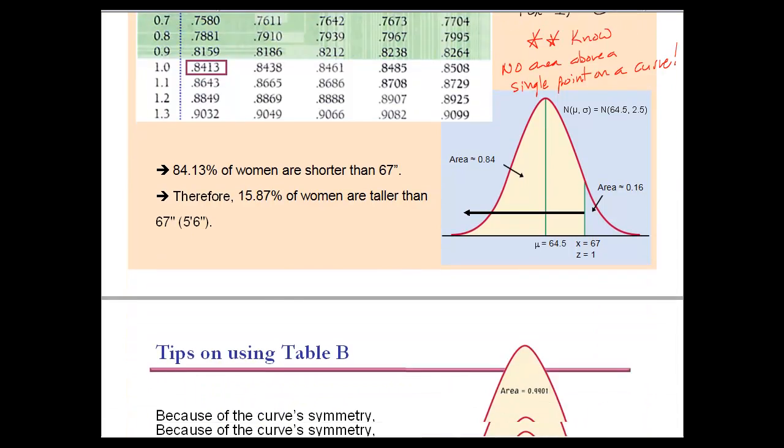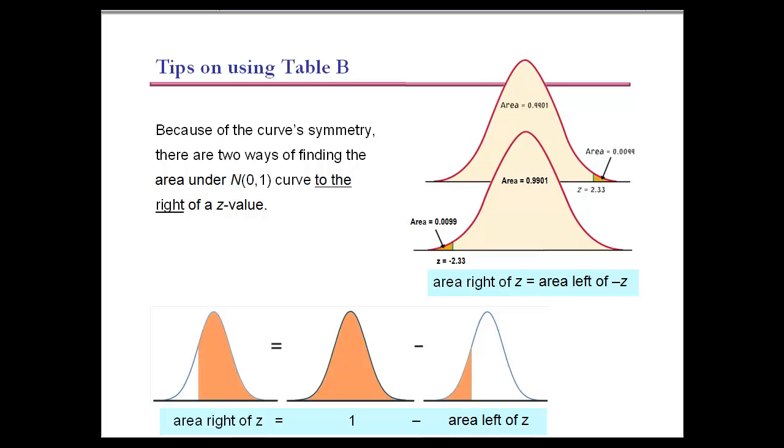Now again, this idea of symmetry becomes so important. Because of symmetry, I know that the total area underneath the curve is 1. So if I look up 2.33 in my table, and again that would be on the positive side of the curve, I get 0.9901. The total area underneath the curve has to be 1. So to find this particular area, I would take 1 minus 0.9901, and that would give me this value right here.